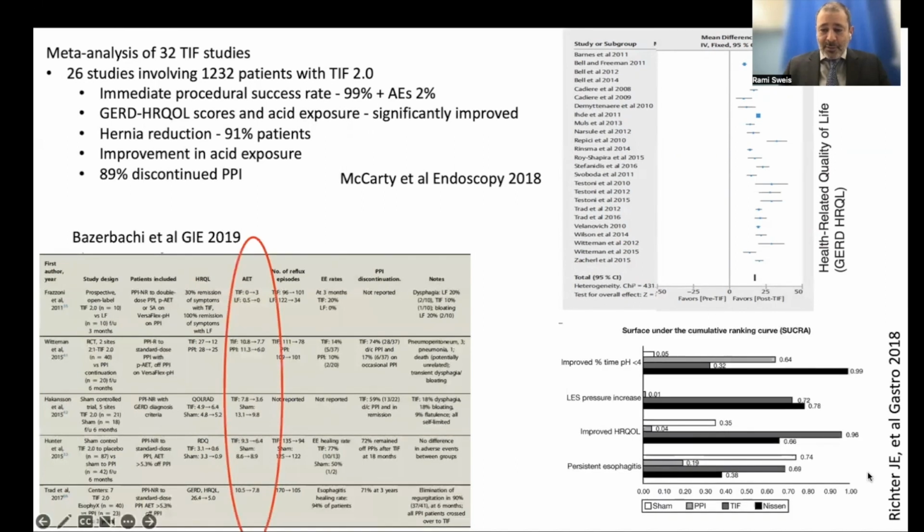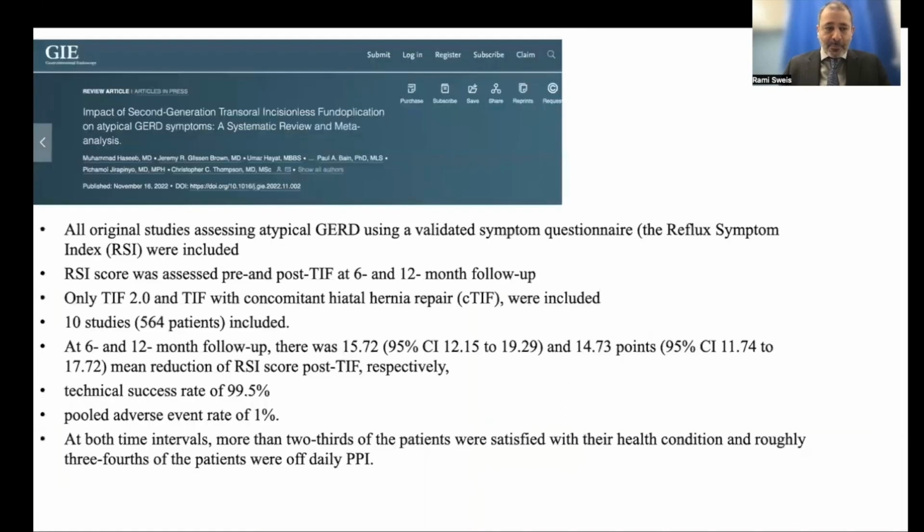In this study from Richter et al. from 2018, it shows that the TIF device led to the best health-related quality of life score compared to PPI or Nissen and sham, but the Nissen fundoplication led to the best outcome based on ambulatory pH monitoring. Now, there was a suggestion that perhaps TIF is useful, particularly in those with atypical symptoms, based on this study.